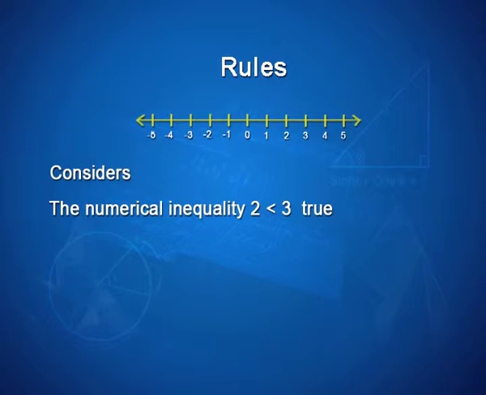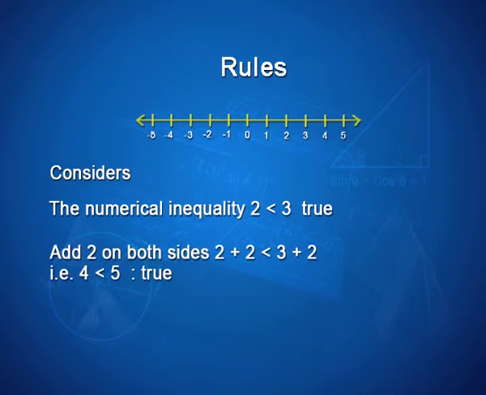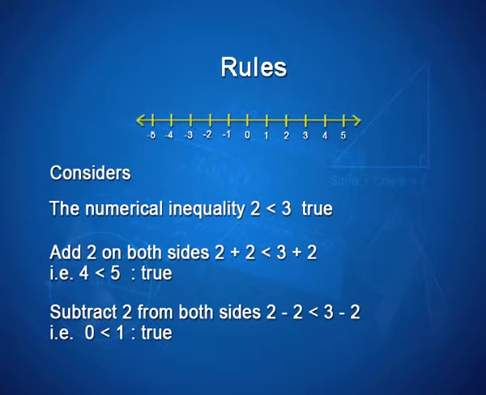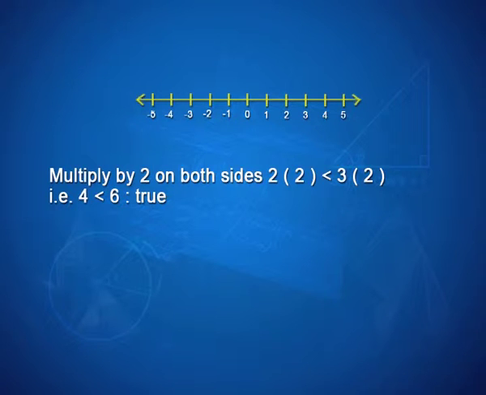Consider the numerical inequality 2 less than 3, which is obviously true. Now, add 2 on both sides. 2 plus 2 is less than 3 plus 2, that is 4 is less than 5, which is obviously true. Subtract 2 from both sides, 2 minus 2 is less than 3 minus 2, that is 0 is less than 1, again true. Now, multiply by 2 on both sides, 2 into 2 is less than 3 into 2, that is 4 is less than 6, which is true.